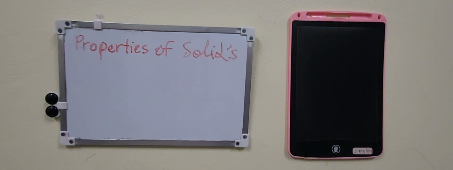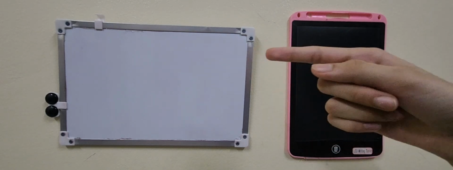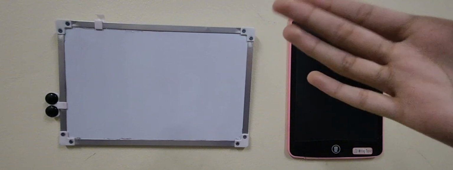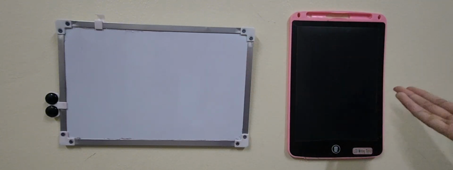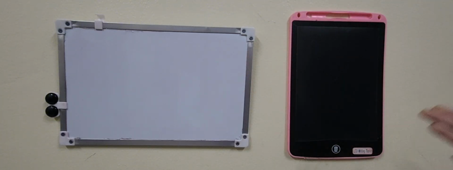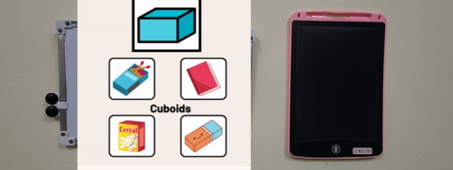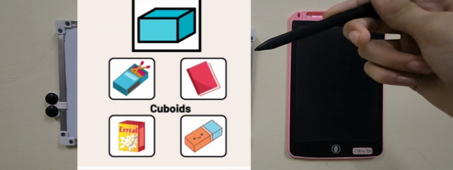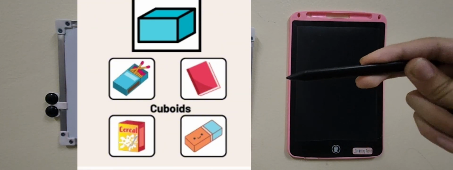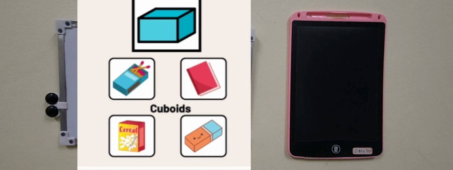Now, I have been mentioning some 3D shapes while studying the properties of solids, so now we're moving ahead to 3D shapes. Over here, I'm going to put the picture of the shape, and over here I'm going to explain the 3D shape. For our first 3D shape, let me put the 3D shape here with its examples in real life.